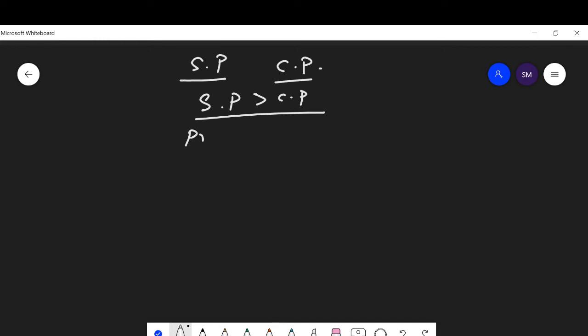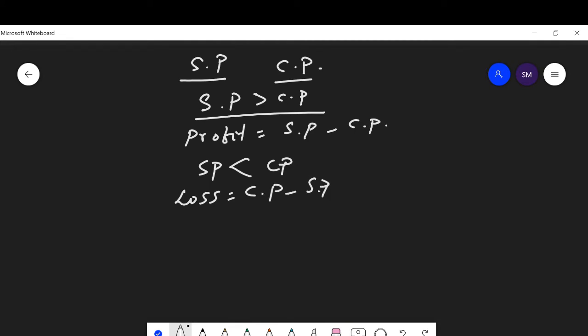The next topic is profit and loss. Profit and loss is also a part of percentage. What is profit? SP means selling price, CP means cost price. When SP is greater than CP, you get profit. Then profit is equal to selling price minus cost price. When selling price is less than cost price, then you get loss. Loss is equal to cost price minus selling price. Let us solve some examples based on this.